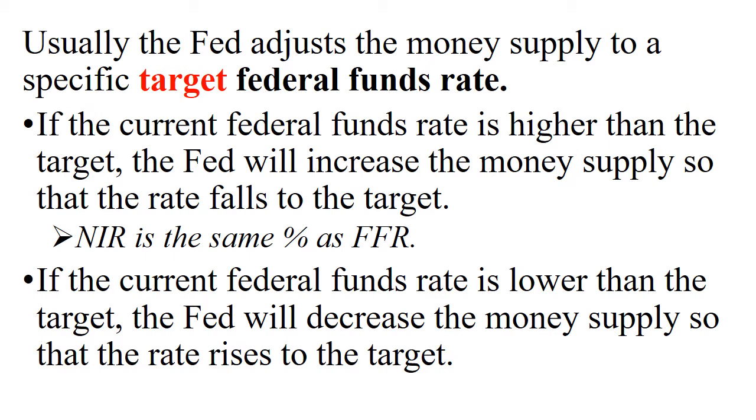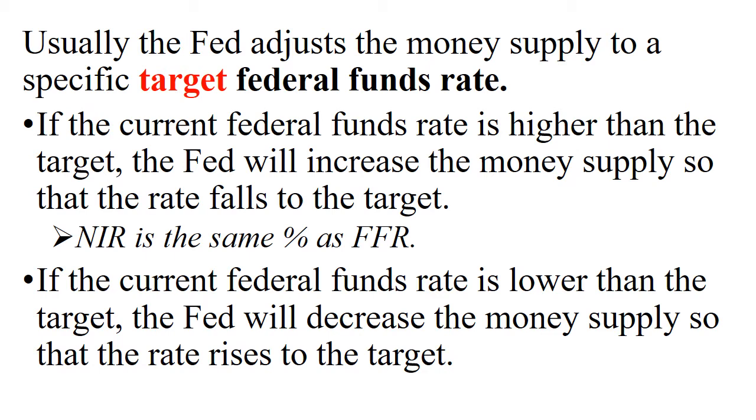So if the current federal funds rate is higher than the Federal Reserve's target for that number, they can increase the money supply, and that will decrease that rate. And just to remind you, the nominal interest rate, which is on the money market model, is the same percent as the federal funds rate. So when money supply increases and nominal interest rates fall, that also means that the federal funds rate is falling alongside.